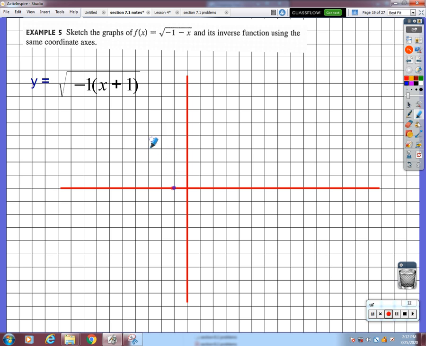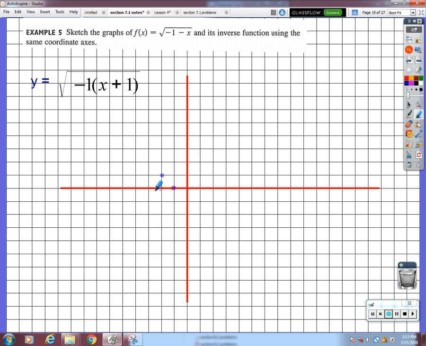If I plug in -2, oh, okay, it reflected. I see. So I had it moved to the left correctly, and I had it reflected correctly. I just should have done the reflection first and then moved it to the left. Sorry. Anyway, if I plug in -2, -2 plus 1 is -1. -1 times -1 is 1, and the square root of 1 is 1. So hopefully you can see the graph starting to take shape here a little bit.